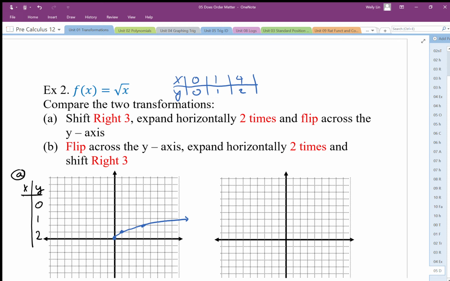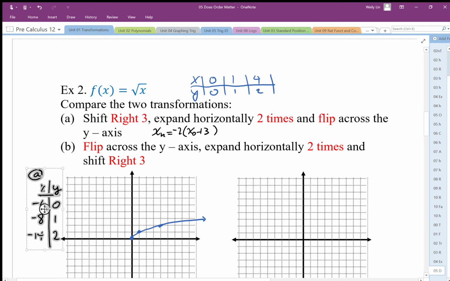So I'm going to write my expression. My new x is equal to: I'm going to go plus 3, times 2, and then flip. I'm just going to apply that. So plus 3 times negative 2 is going to be negative 6. I'm going to take the 1, plus 3 is 4, times negative 2 is going to be negative 8. Take my 4, plus 3, times negative 2 is going to be negative 14. Ooh, that's going to be way out there.